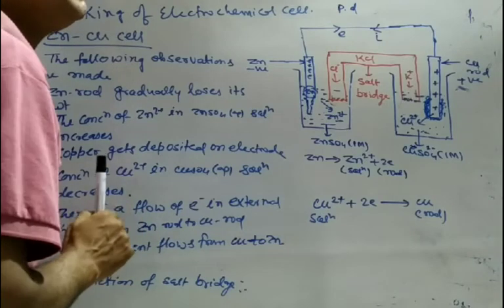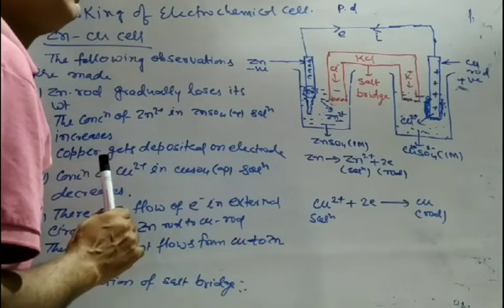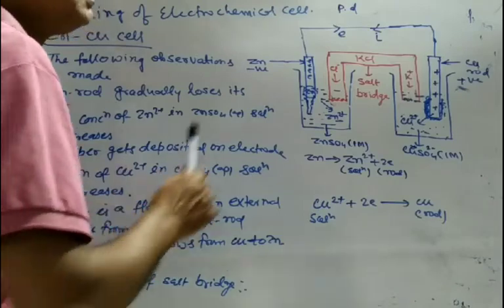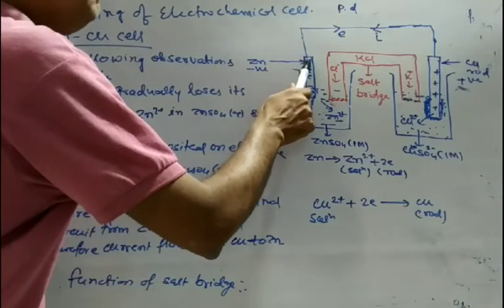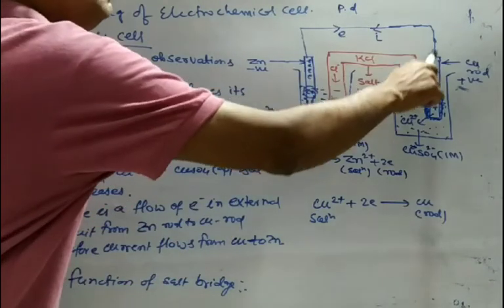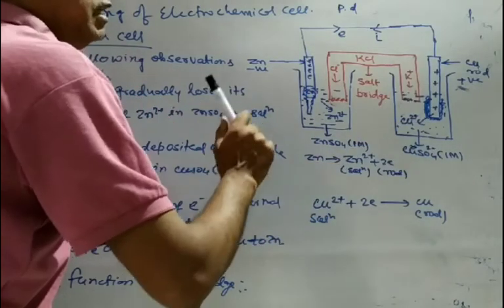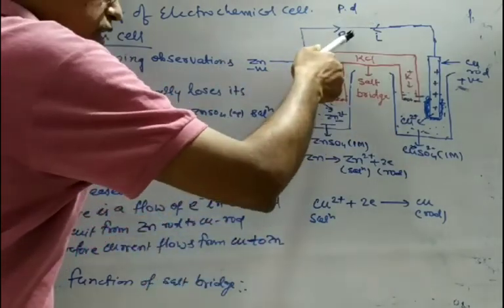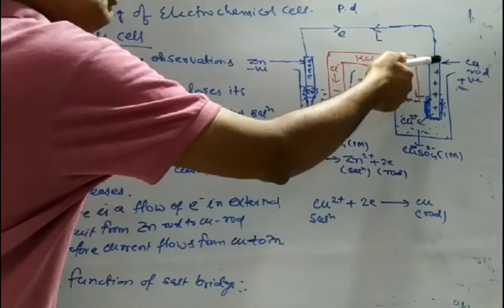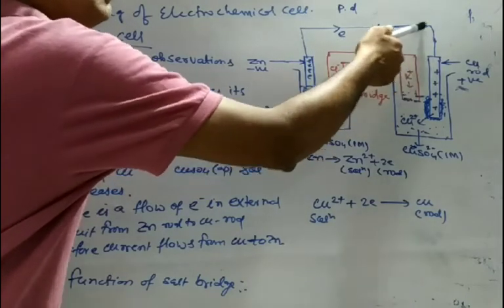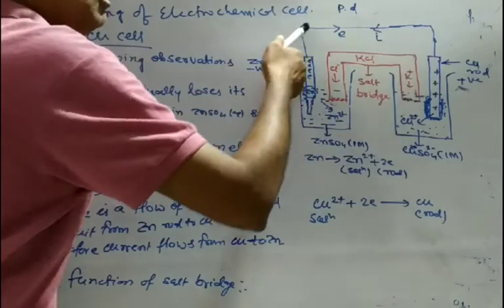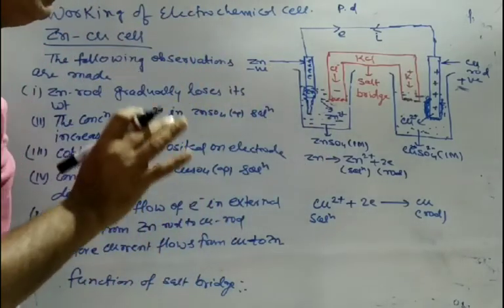Due to the potential difference, what will happen? The flow of charge will take place and electrons will start moving from zinc rod to copper rod. ये यहाँ से यहाँ जाएगा और उस इलेक्ट्रॉन को फिर Cu2 plus ion रिसीव करेगा. And the direction of current is opposite to the flow of electrons. Therefore, current will start moving from copper rod to zinc rod.